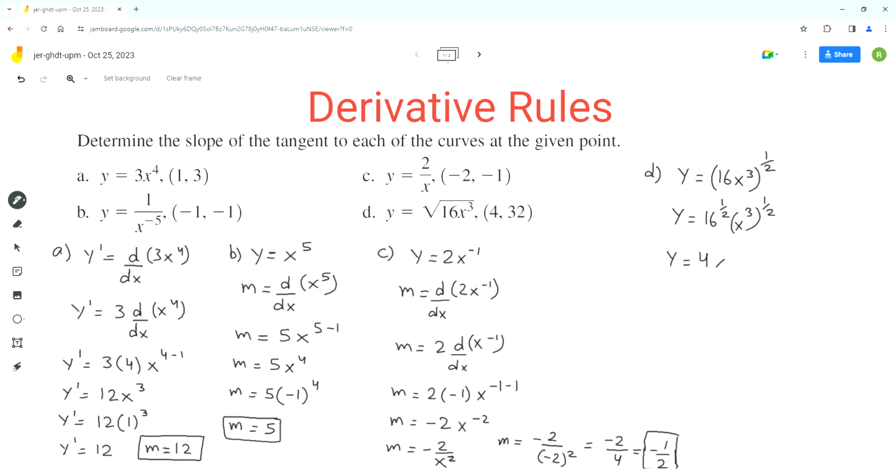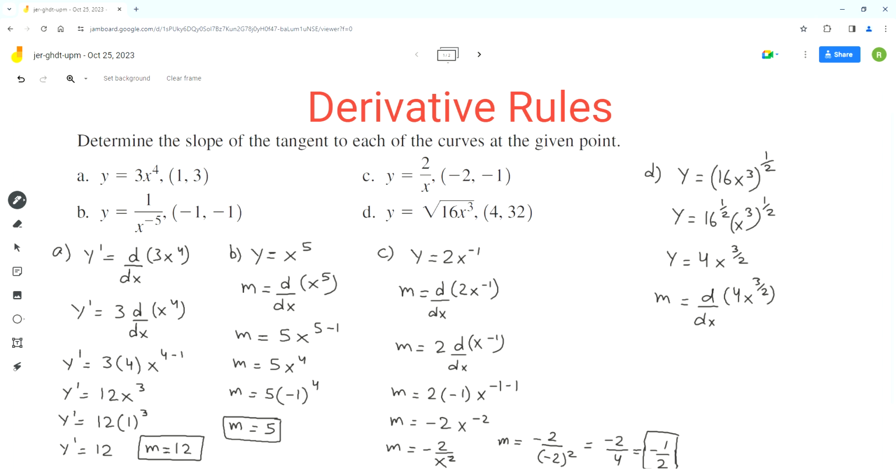And then for x, we can use the power of a power law of exponents. And we multiply the exponents 3 and 1 over 2. So we get 3 over 2. So 3 times 1 over 2 is equal to 3 over 2. So we should find the derivative of this expression. So we have to find the y prime, which also represents the slope of the tangent. So m equals, so the derivative of 4 and then x exponent 3 over 2.